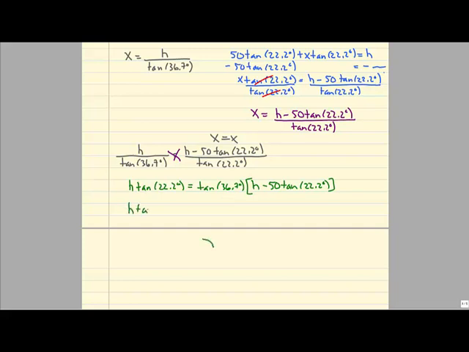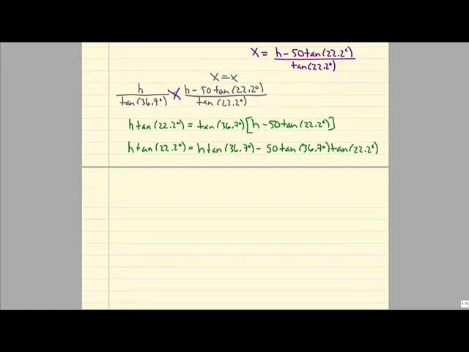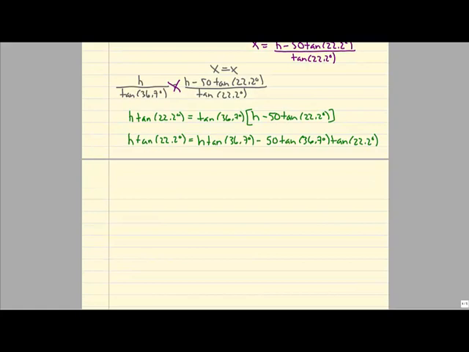So I have h tangent 22.2 degrees. I'm going to take this tangent and distribute it, and I'll have h tangent 36.7 degrees minus 50 tangent 36.7 degrees times the tangent of 22.2 degrees. Okay, so let's copy this down.